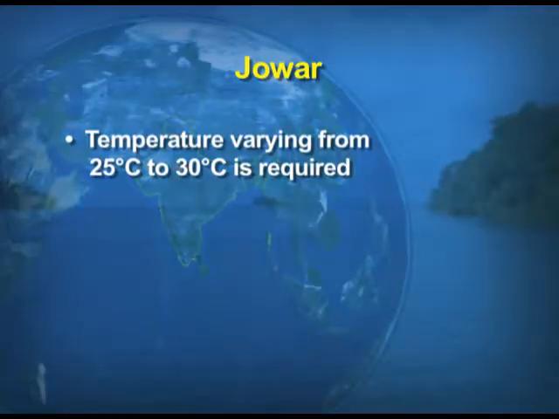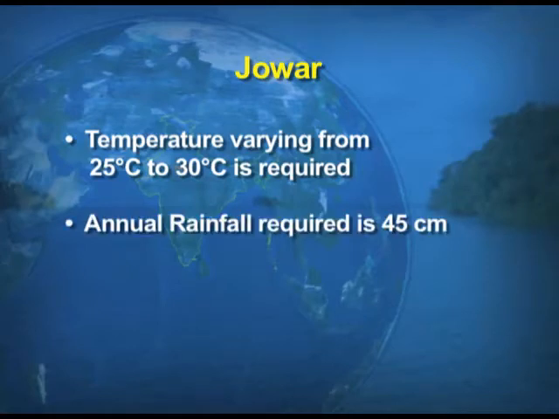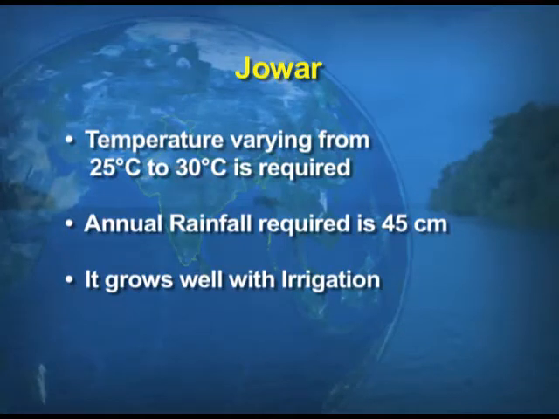Now, the climatic conditions required for the production of jowar. The temperature varying between 25 degrees Celsius to 30 degrees Celsius is required. Annual rainfall required is 45 centimeters only, as we have already discussed that this is a crop which comes under the dry areas. So, that means not much amount of rainfall is required for the production of this crop. It grows well if the irrigation facilities are available in the areas.